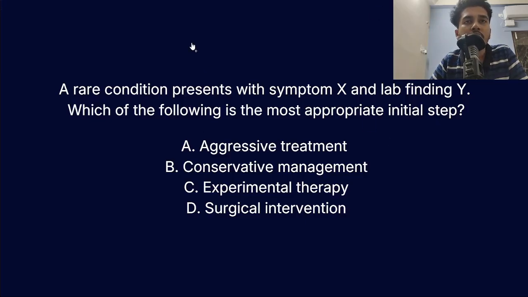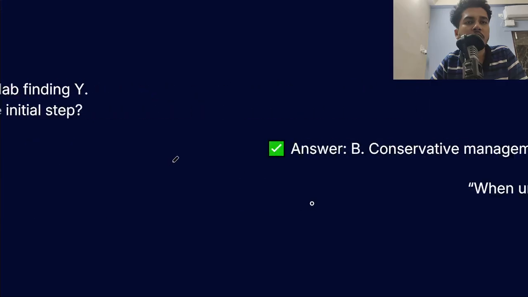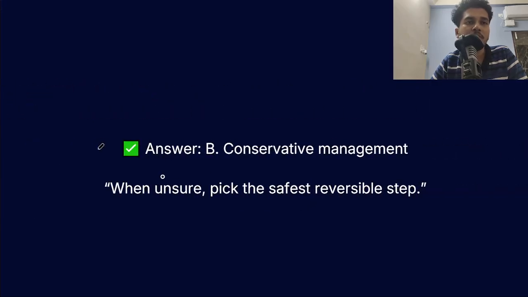So we'll look at the options which are easier, more conservative. We'll not go for aggressive treatment. We'll not do a surgery on the patient. We'll not give him an experimental therapy. We'll do conservative management, because maybe then some other doctor can look at the patient. So yeah, B is the correct option in this simulation. So when you are unsure, pick the safest reversible option.